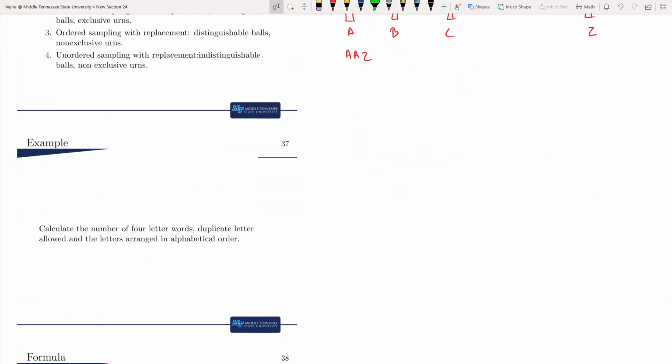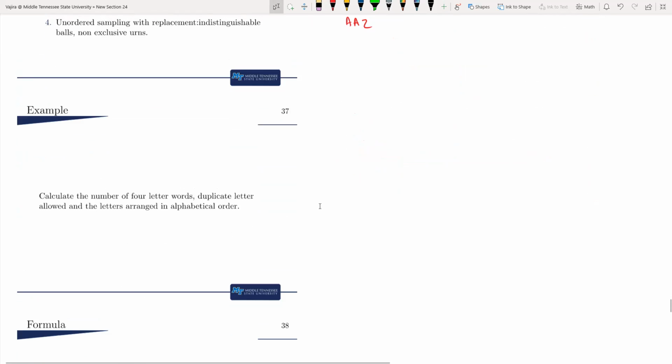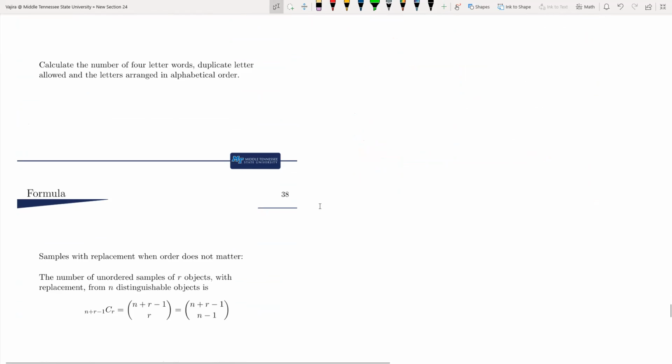The question says, calculate the number of 4-letter words, duplicate letters allowed, and the letters arranged in alphabetical order. So duplicate letters allowed and the letters arranged in alphabetical order. Let me go to the formula first. When you have this kind of problem, the formula would be n plus r minus 1 choose r, or n plus r minus 1 CR. So that's how you answer that particular question.